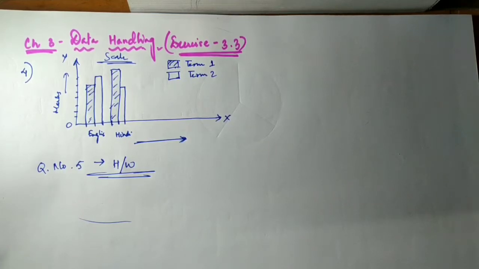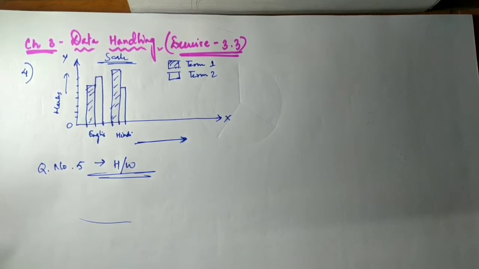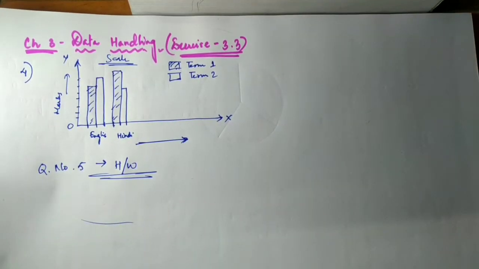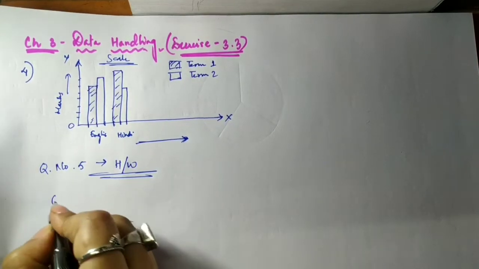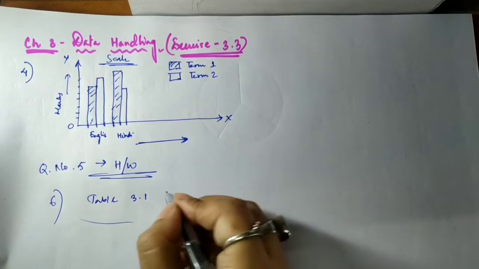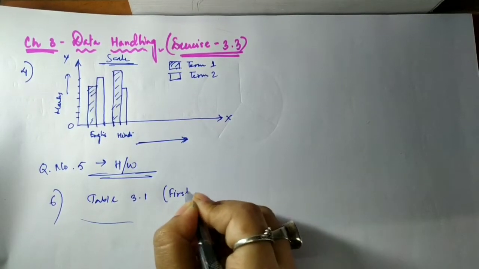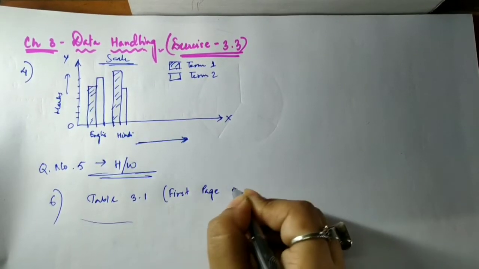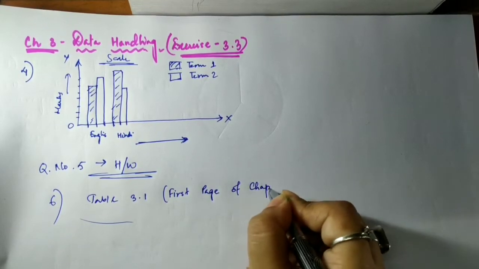Now here you will go back to your textbook. Okay, the beginning of the chapter. There is a table. Let's see table 3.1. I'll tell you the page number here. So let's just check and let you know the page number. The table for question number 6 is table 3.1. You will see it on the first page of the chapter. Okay, you please go through it.